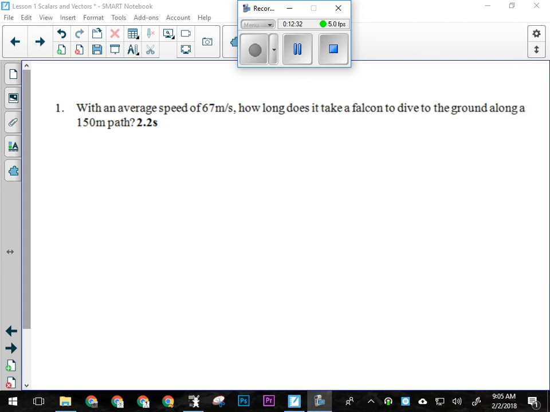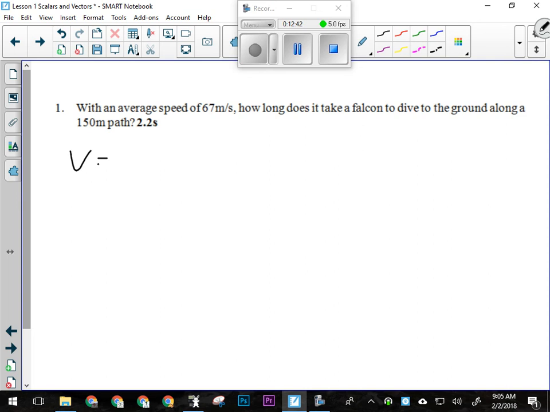Let's have a look at this one. First thing I want to do anytime I'm solving a problem in physics is write down the givens that the question gave me. It says average speed 67 meters per second, so I'm going to write V equals 67 meters per second. How long does it take the Falcon? So how long? That's time, so I'll be looking for T. To dive to the ground along a 150 meter path. Meters measures distance, so 150 meters.